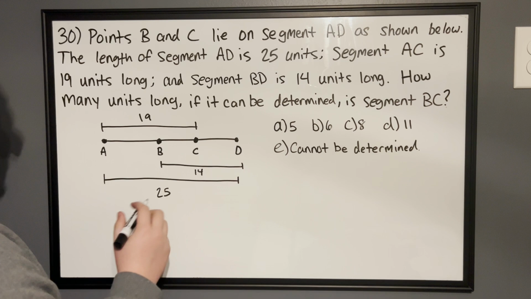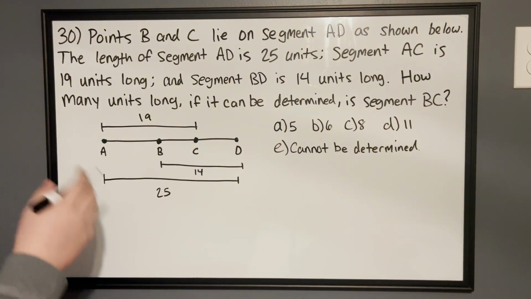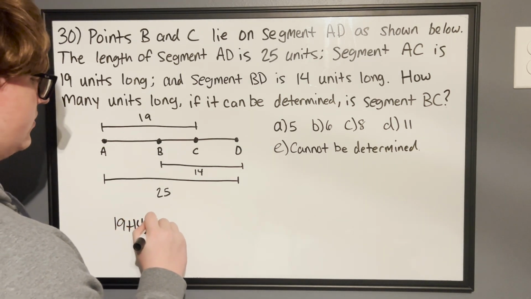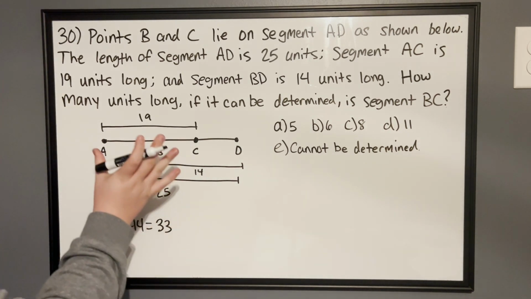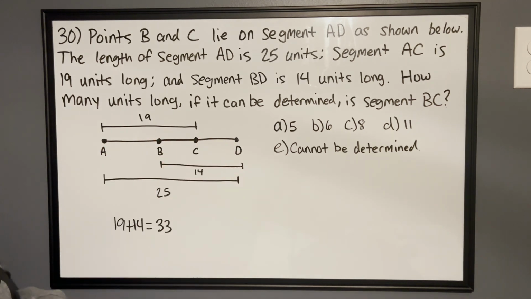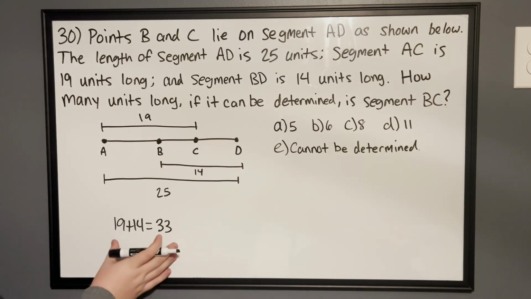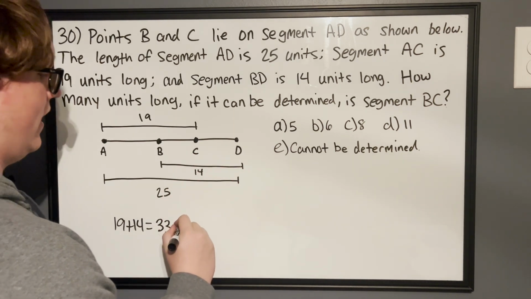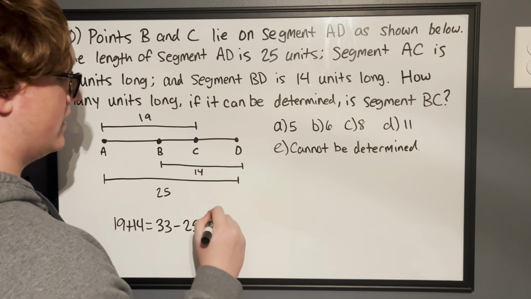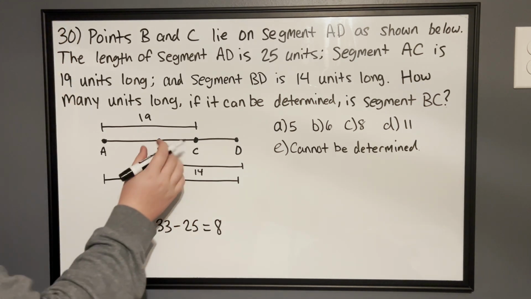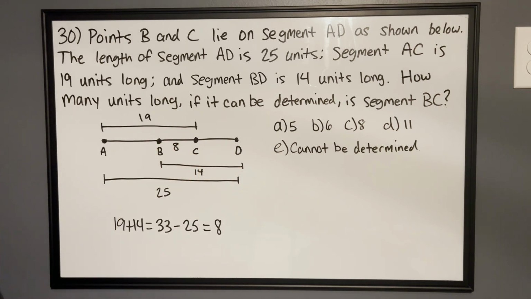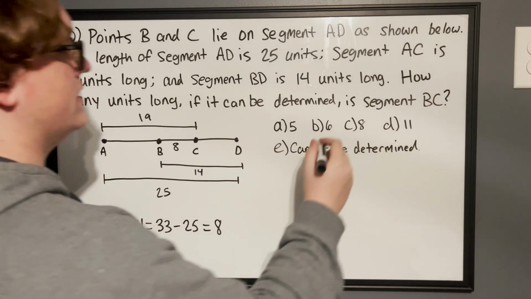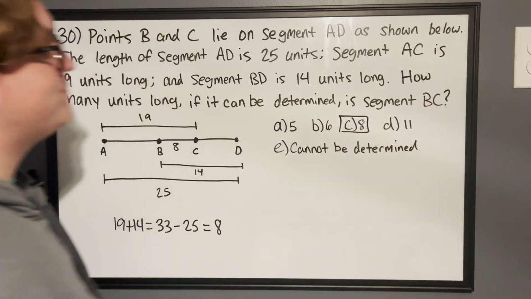So if we just add 19 and 14, we're going to get 33. So 19 plus 14 is equal to 33. That means that AC and BD, which cover the entire line, add up to 33, and the whole line adds up to 25. So when we subtract that, we end up with 8, which is going to be the distance of segment BC. It's the difference between the sum of the 2 that you're given. So our answer is going to be C, 8 units long.